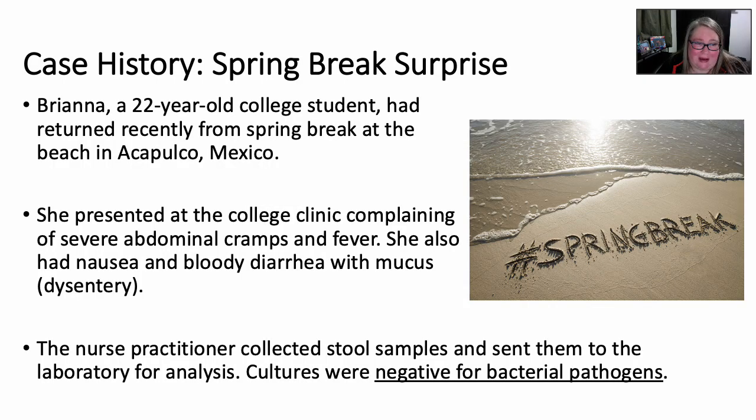Now, Brianna comes back and she brought something back from Mexico with her. She goes to the college clinic and talks to the PA about the fact that she has really bad abdominal cramps. She has a fever, she's very nauseous, and she has bloody diarrhea. But she also has mucus mixed into her stool as well. So Brianna is presenting all the common symptoms of dysentery. Yes, that same dysentery that you can die of in the Oregon Trail game.